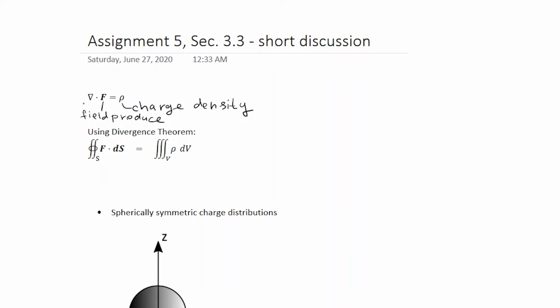You saw how to use the divergence theorem to get from this point form to this integral expression, where on the left-hand side you would have the outward flux of the vector field through the surface S equal to, on the right-hand side, the total charge enclosed inside of the surface.